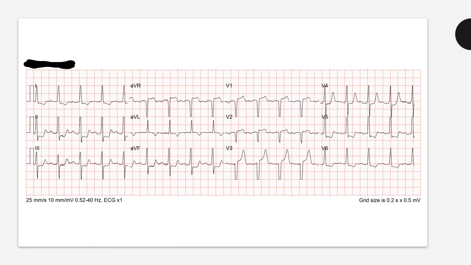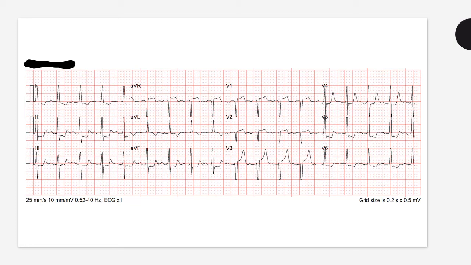Here's another example. Again, a lot of people are going to look at this and think this patient's having an acute MI. This is confirmed: this patient did not have an acute infarct. This was just their pre-existing LVH. They had a history of uncontrolled hypertension.